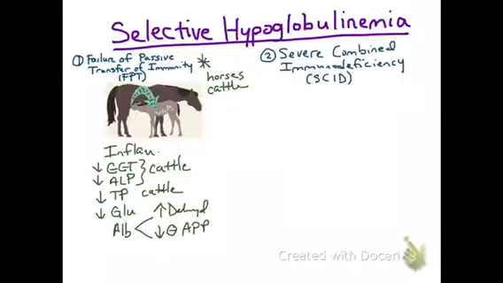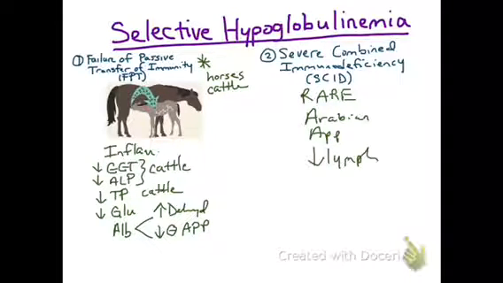Severe combined immunodeficiency, or SCID, is a very rare disease, and it tends to occur in certain breeds of animals. In particular, in horses, it can occur in Arabians and Appaloosas, and I'm just going to abbreviate that app. But it has been documented in some dog breeds as well. So SCID results from failed development of lymphoid tissue, so it never develops in the first place. And in SCID, affected animals tend to have a marked and persistent lymphopenia, so a decreased lymphocyte count.